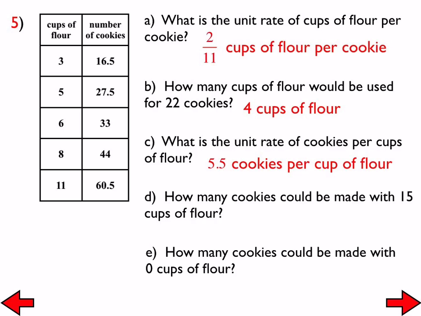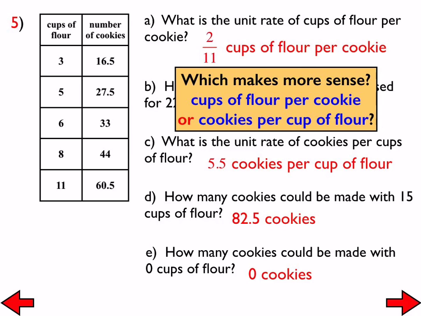All right, Fonzie. How many cookies could be made with 15 cups of flour? How many? Is that right? 82.5? It is correct, yes. And then, part E, how many cookies could be made with 0 cups of flour? That's not a trick question. 0, exactly. Okay, so there's a couple of additions on to this table.